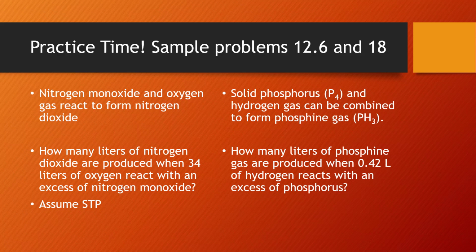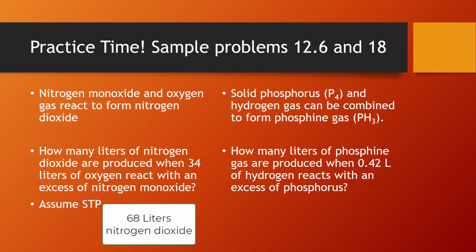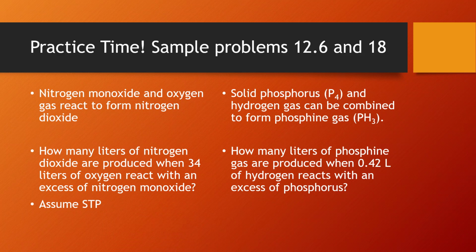Hooray! So some practice time, just going to go over the questions and I'm going to read out the answers. I'll pause. You should pause rather. So for your sample problem 12.6, you have nitrogen monoxide and oxygen gas, remember O2, are going to react to make nitrogen dioxide. So balance out that equation. How many liters of nitrogen dioxide are produced when 34 liters of oxygen react with an excess of nitrogen monoxide? So assume standard temperature and pressure. And that's right, you're going to get 34 liters of oxygen will make 68 liters of nitrogen dioxide. It's a 1-to-2 ratio.